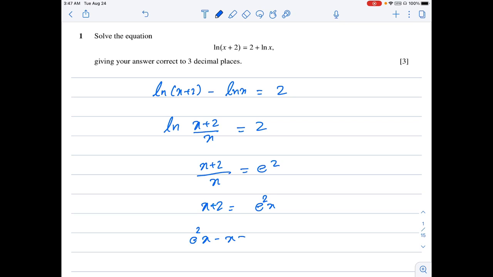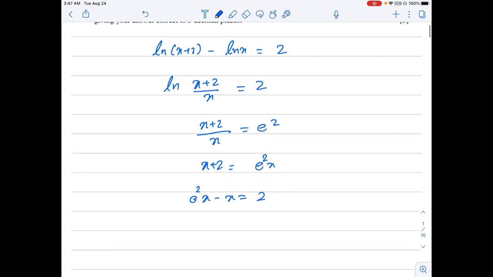So e squared x minus x is equal to 2. So x common, x times (e squared minus 1) is equal to 2. So x is equal to 2 upon (e squared minus 1). Use the calculator to get the answer in three significant figures, which is 0.313.